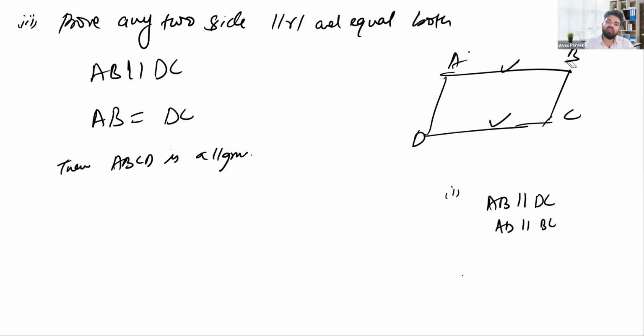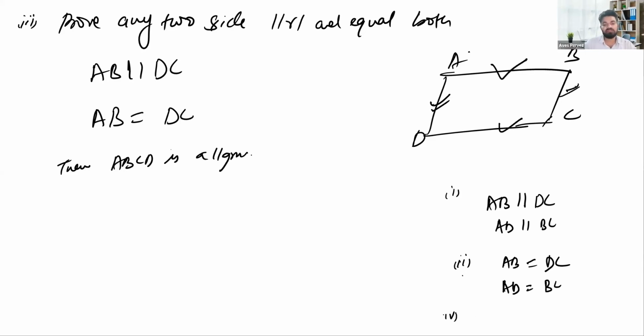So if we have proved AB parallel to DC, and if we have proved AD parallel to BC. The second thing is, if we have proved AB parallel to DC and this side parallel to this side, or prove equal instead of parallel: AB equal to DC and AD equal to BC.